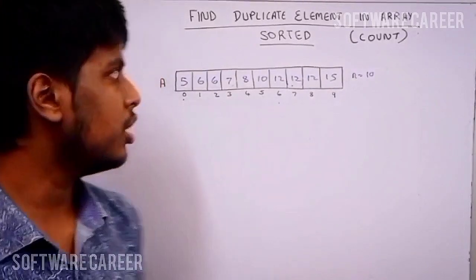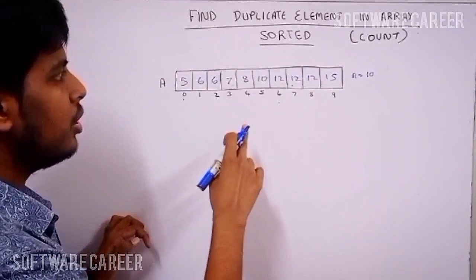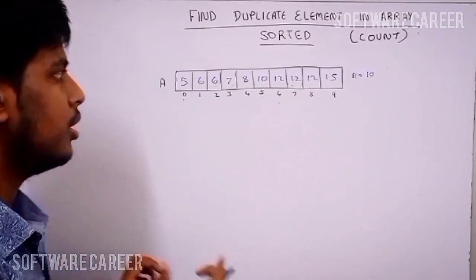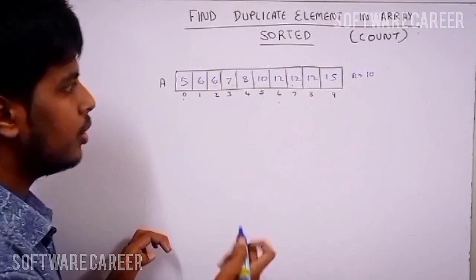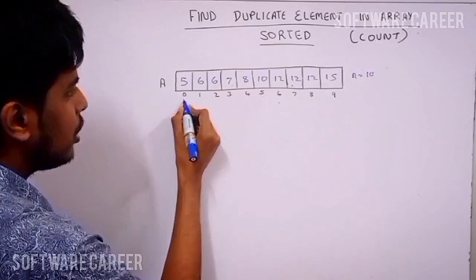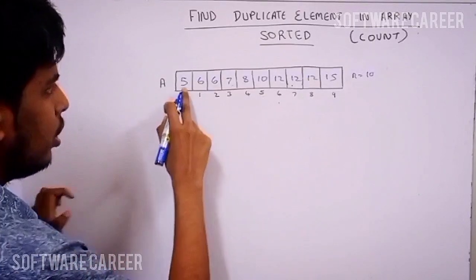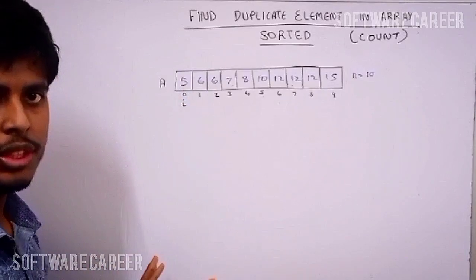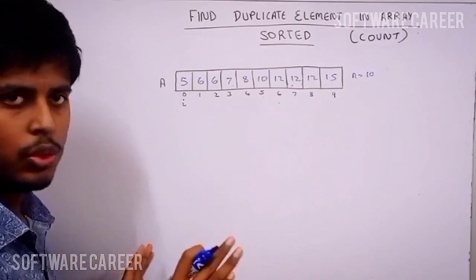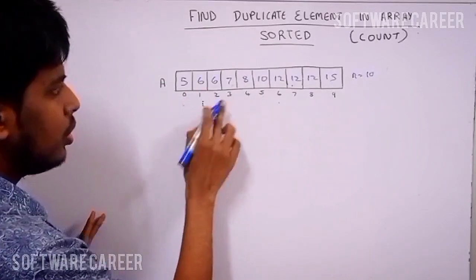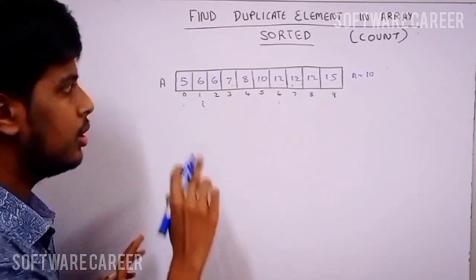Now I am going to teach you how to find a duplicate element and count the number of times it's appearing in this array. Let's see. This is a sorted array. Now I is at first position 0. Now you should check, like previously what I explained, whether a of I equals a of I plus 1. That is 5 equals 6. No. So you can move I like that. Now whether 6 equals 6. Yeah. So print it, 6 is duplicate.